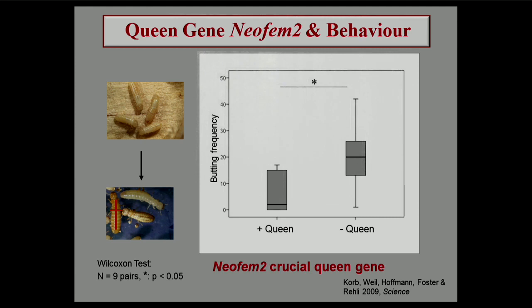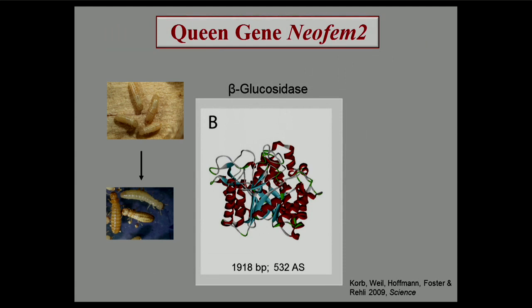So what is actually NeoFEM2? NeoFEM2 is a beta-glucosidase, and as a beta-glucosidase, it is a common digestive enzyme in many organisms. In cockroaches, to which the termites belong, it is also involved in the communication between males and females during mating. And actually, this was the reason why I chose to first knock down NeoFEM2, because we thought it might be involved in the chemical communication, but it wasn't. So it's just a queen gene, but it's not involved in the cuticular hydrocarbon pattern, which we checked.